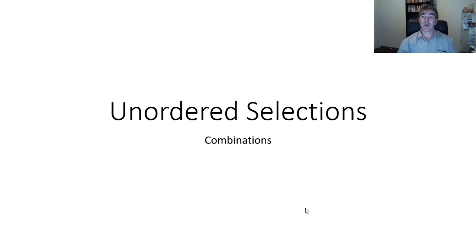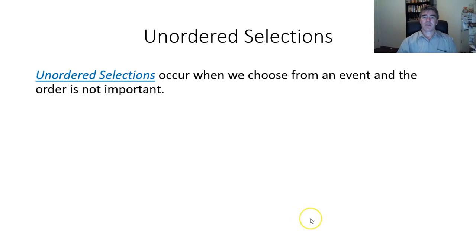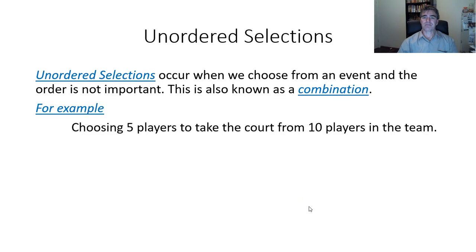And we're going to focus on unordered selections this time, and they're also known as combinations. So unordered selections occur when we're choosing from an event and the order is not important. So as I said before, this is known as a combination.